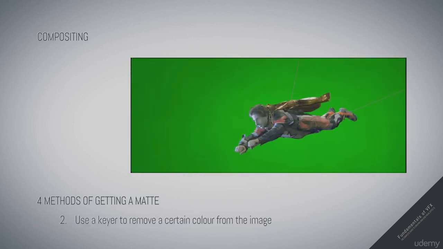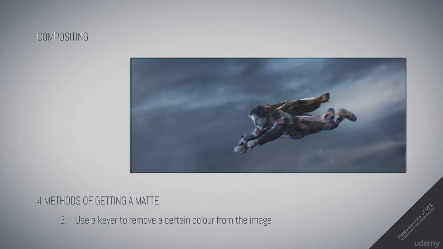For live footage, the most common way is to pull a matte using a keyer. A keyer is a tool that removes a certain color or a specified range of colors from your image. The most common example of this method is green and blue screen filming. We will talk about this in more detail in a later lesson.